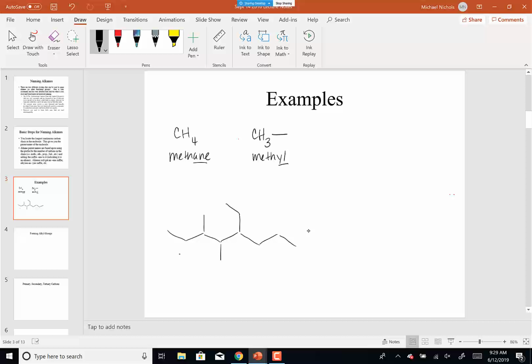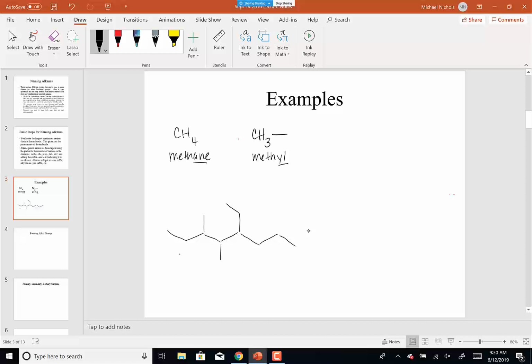1, 2, 3, 4, 5. No, 1, 2, 3, 4, 5, 6, 7. Close. 1, 2, 3, 4, 5, 6. So we have to try all the combinations. And there is no rule that says it has to go straight across. It can go zigzag, it can go U-shaped, but you've got to find the longest continuous carbon chain.